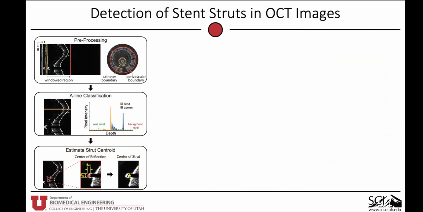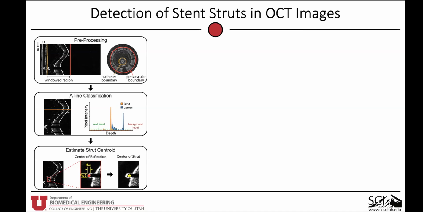This was developed through various image processing algorithms, some pre-processing that allowed us to window the data. So we applied, for example, things like a Hough transform to identify circular objects in these images. We could identify, for example, the catheter, what we refer to as the perivascular boundary, and that just windowed or minimized the amount of data that we were looking through.